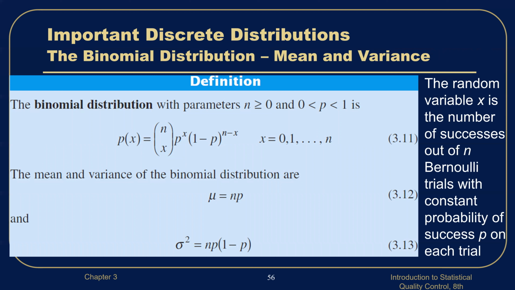The second discrete distribution we use quite often is the binomial distribution. Here are the equations to calculate the probability, the mean and standard deviation of a binomial distribution. The random variable x is the number of successes out of n Bernoulli trials with constant probability of success p on each trial.